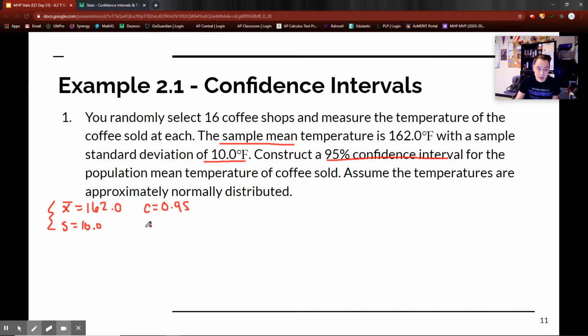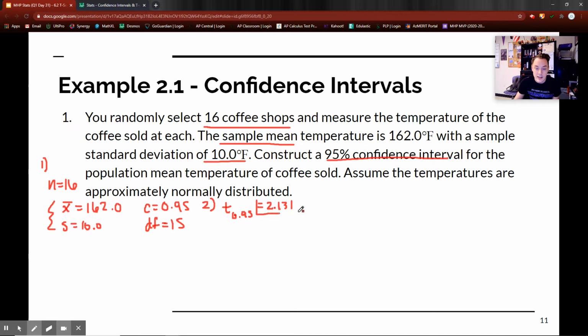Now, what is my degrees of freedom? If I'm looking at 16 coffee shops, that means n will equal 16, which means my degrees of freedom is 15. So this is arguably my first step. My second step is to find my t-score, not my z, my t-score, my critical value of 0.95. What this will equal is 2.131.